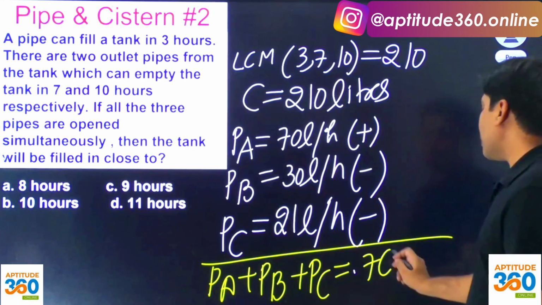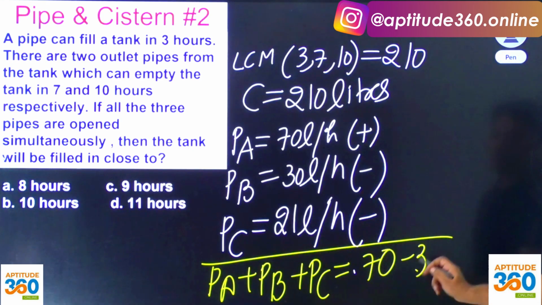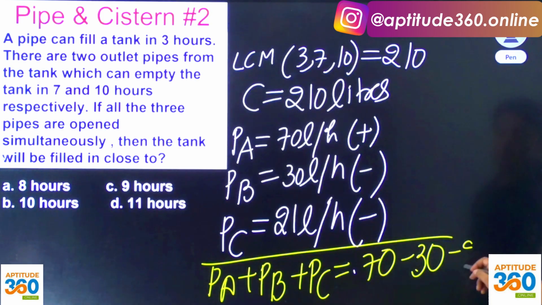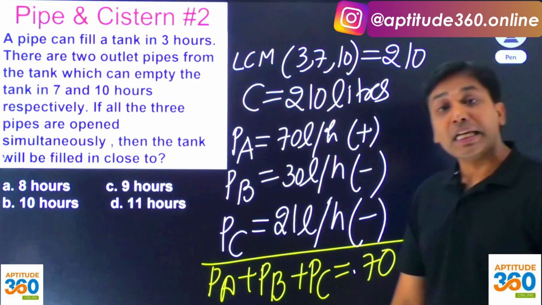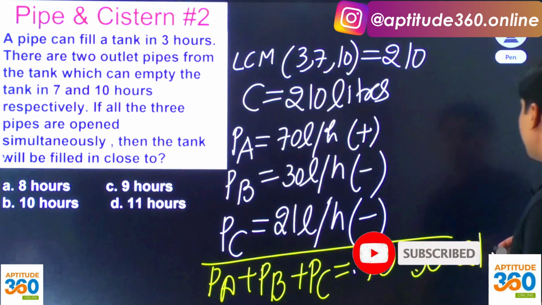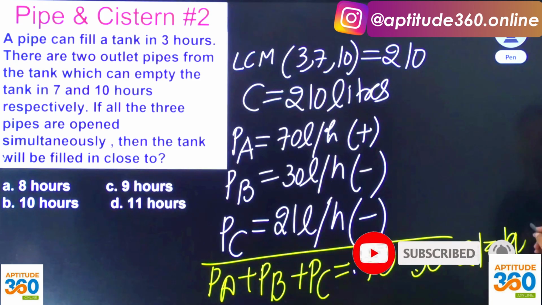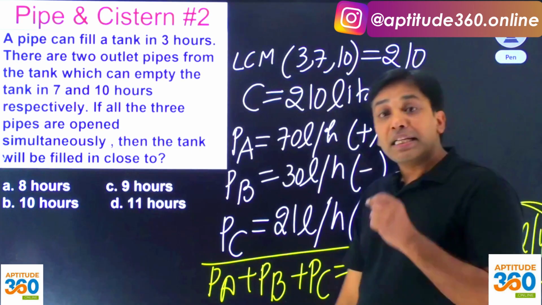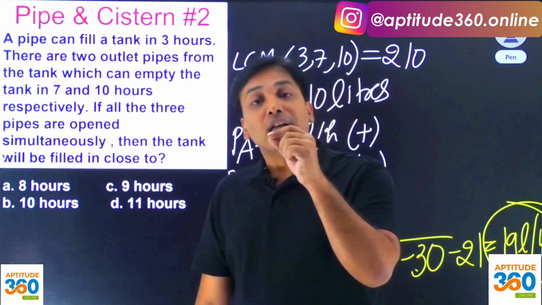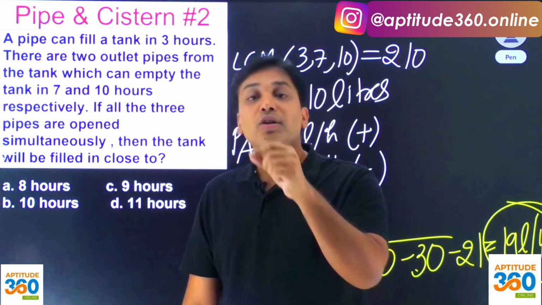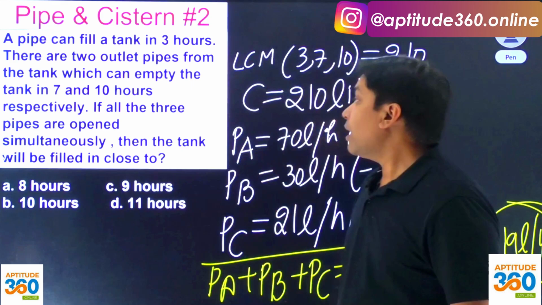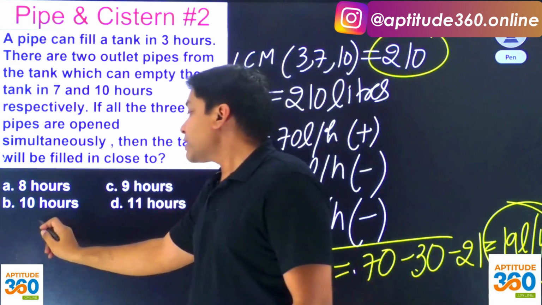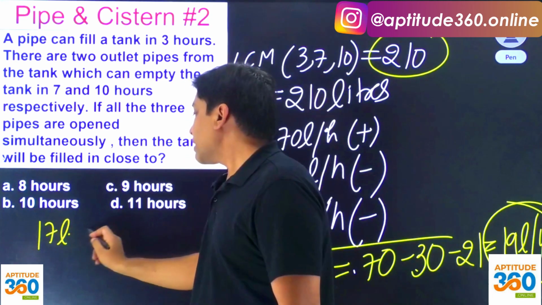So पहला वाला तो लेके आया 70 liter, whereas the second will take out 30 liters, and the third one will take out 21 liters. So effectively it is going to be nothing but 19 liters per hour. 19 liter per hour is going to be the rate at which the water will be there inside the tank.